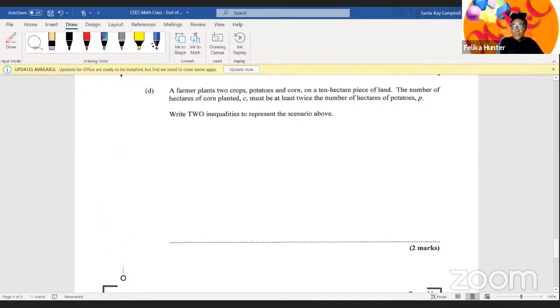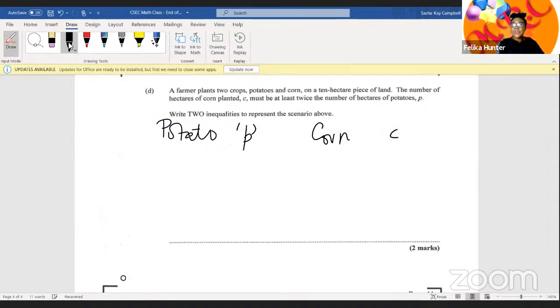So a farmer plants 2 crops, potato, and what symbol do they use to represent potato? P. Good. And corn, we use the letter C to represent corn. They gave it here in the question. So the letter C for corn and the letter P for potatoes. All right, so the next part is on a 10-hectare piece of land. The number of hectares of corn planted, C, must be at least twice the number of hectares of potatoes. So corn must be twice the number of potatoes. All right, so write 2 inequalities to represent the scenario above.